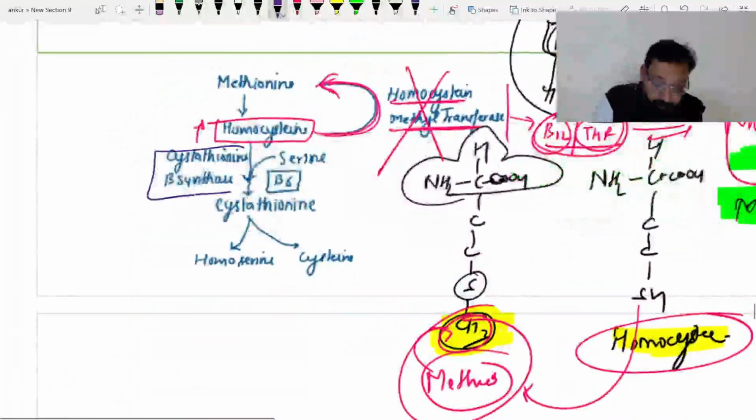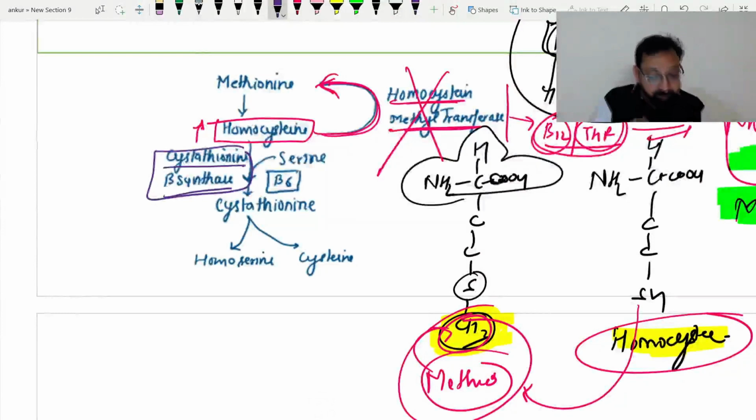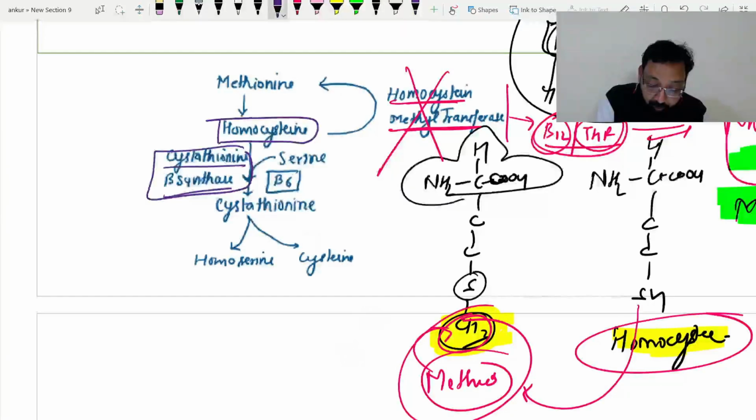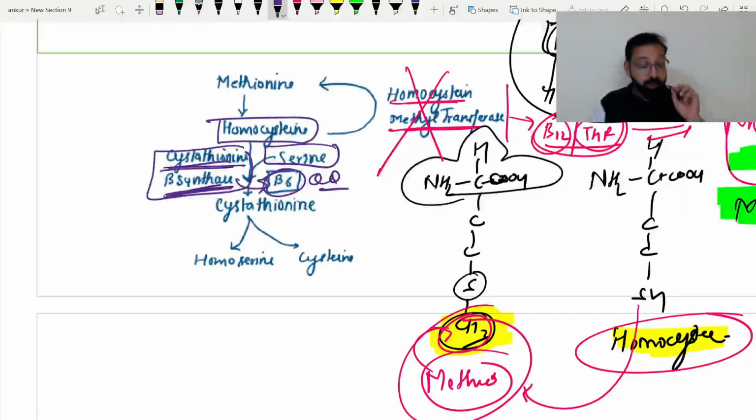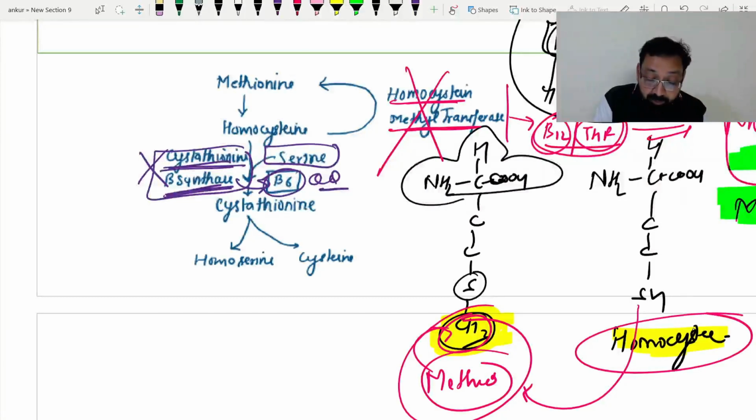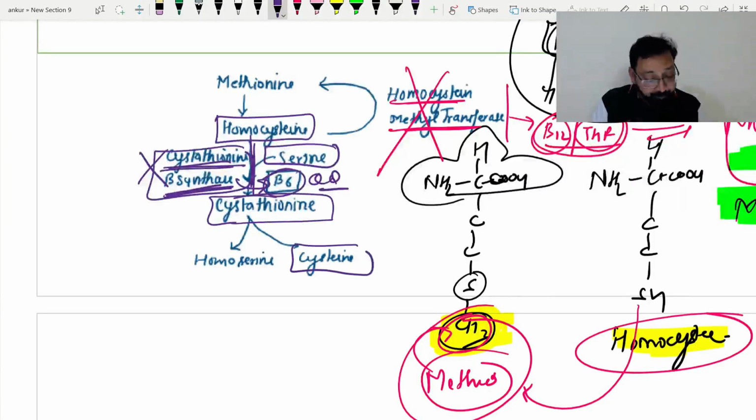Cystathionine beta synthase, what is cystathionine beta synthase doing? Normally in our body, homocysteine binds with serine with the help of this enzyme. The cofactor for this enzyme is B6. Question: cystathionine beta synthase cofactor is B6. If this enzyme is deficient and not working, then this is called classical homocysteinemia. Normally our body converts homocysteine to cysteine by multiple steps.